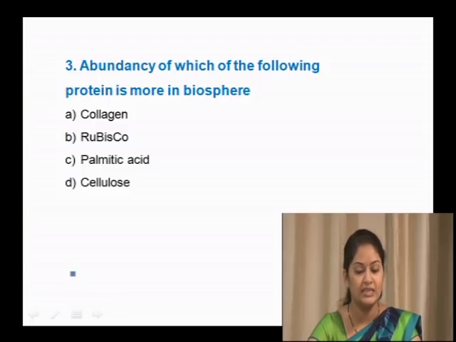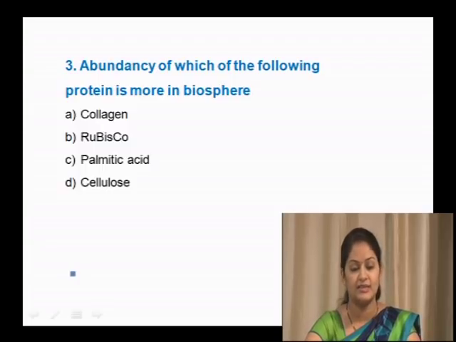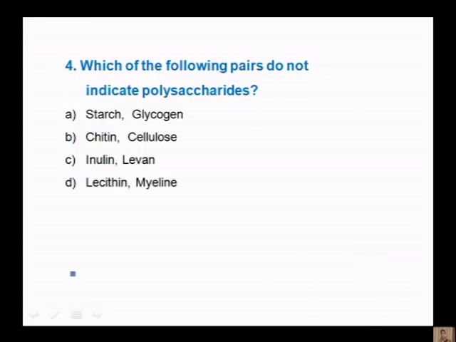And option D, cellulose. Cellulose is the most abundant organic molecule, not only protein. They are specifically asking about the protein, but about cellulose we have to remember that it is the most abundant organic molecule. So the option for this question is B. Moving on to the next question, the fourth one.